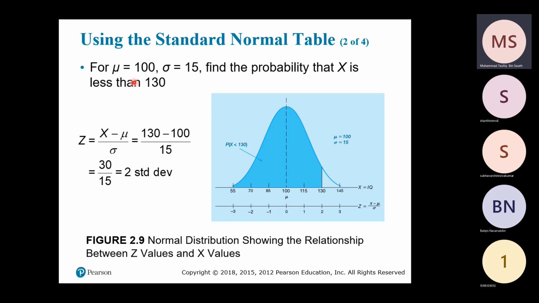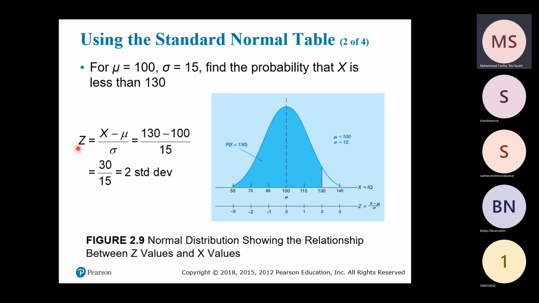For mean value 100, standard deviation of 15, find the probability that X is less than 130. We use the same example. You want to predict the possibility that you can sell less than 130 kilograms of rice every day. So the value that you want to measure is 130. Based on your data, the mean is 100 and the standard deviation is 15.